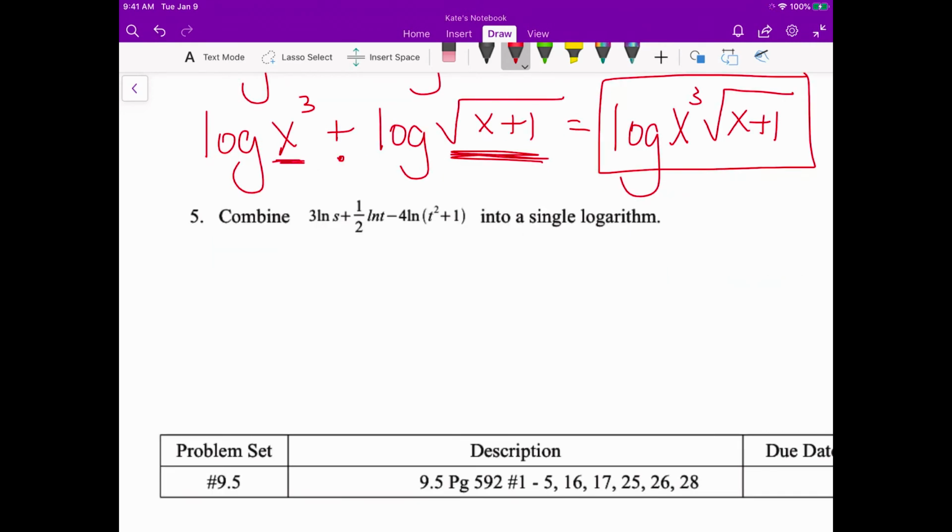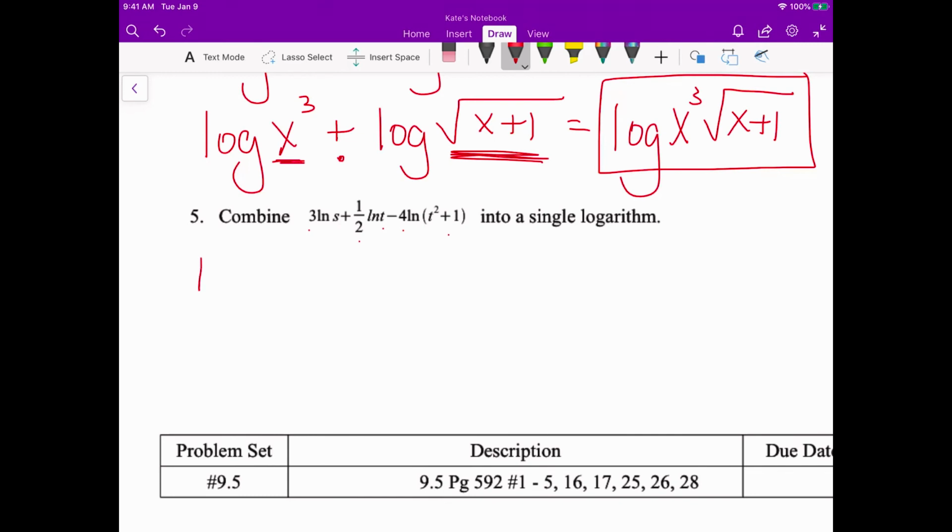The last problem is example number 5. And again, we want to combine or simplify this into a single logarithm. So we have 3 times the natural log of s plus 1/2 times the natural log of t minus 4 times the natural log of t squared plus 1. Again, we have coefficients. So those coefficients will become exponents. So I'm going to make all of the coefficients exponents. So the 3 will become an exponent on the s, the 1/2 will become an exponent on the t, and the 4 will become an exponent on the t squared plus 1.